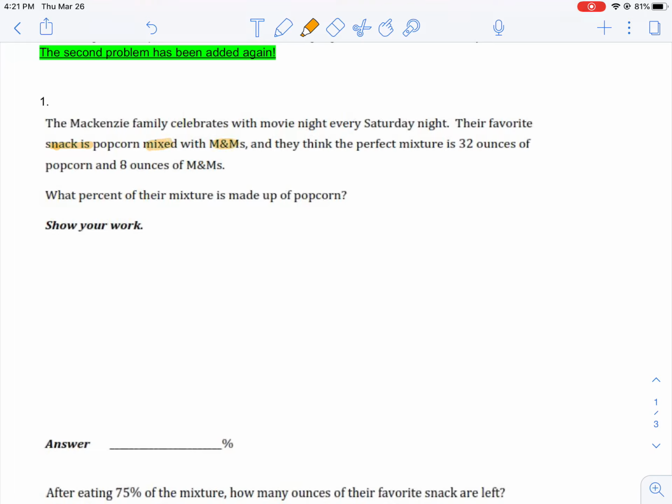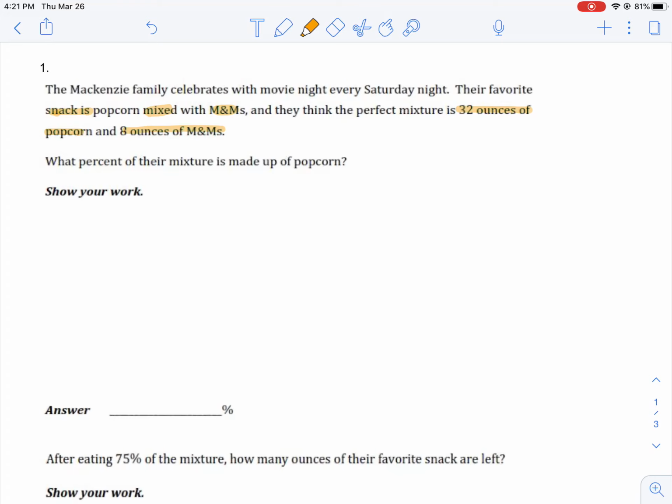Mixed, yum, with M&Ms. And they think the perfect mixture is 32 ounces of popcorn and 8 ounces of M&M. Now the question is asking what percent of their mixture is made up of popcorn. So we've highlighted, now let's begin labeling.